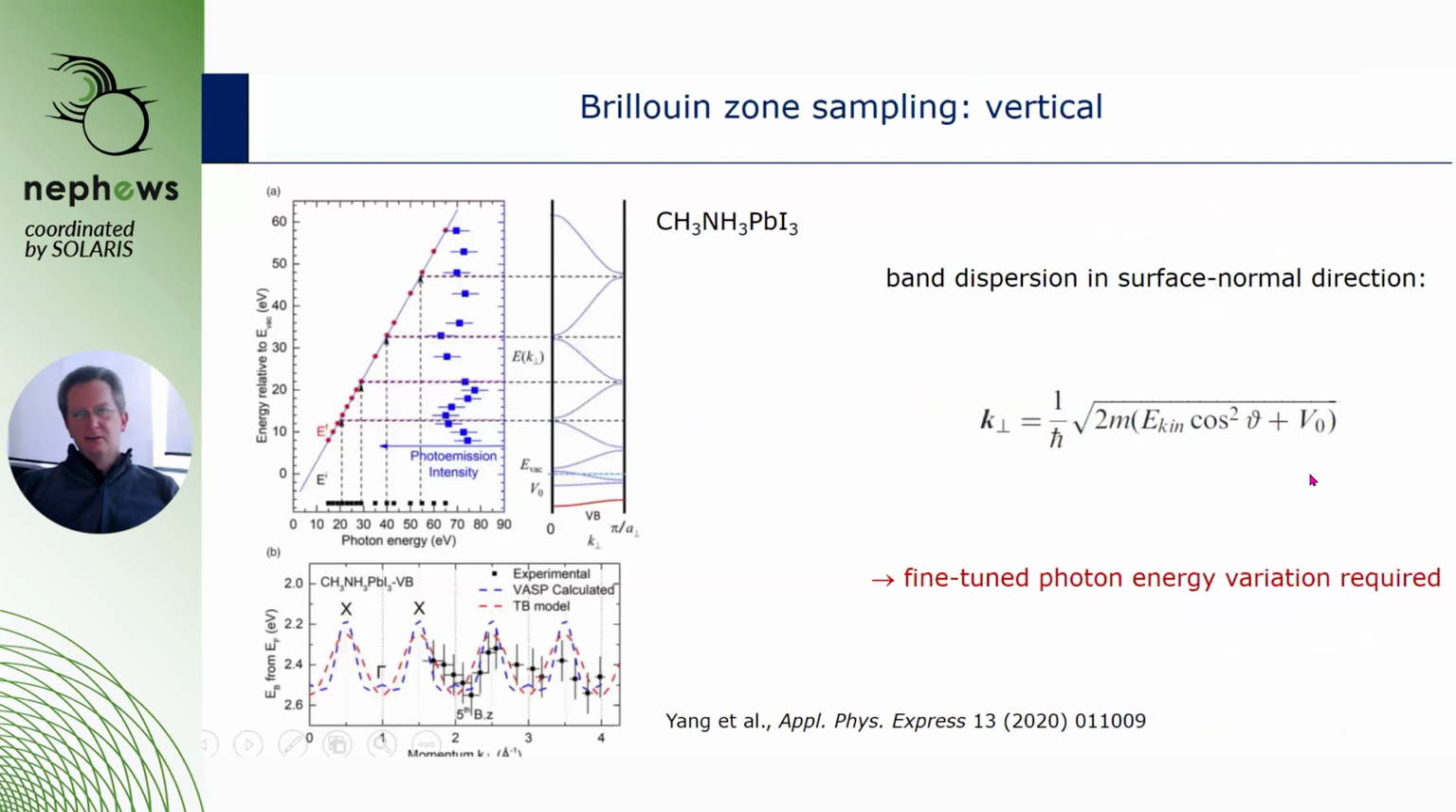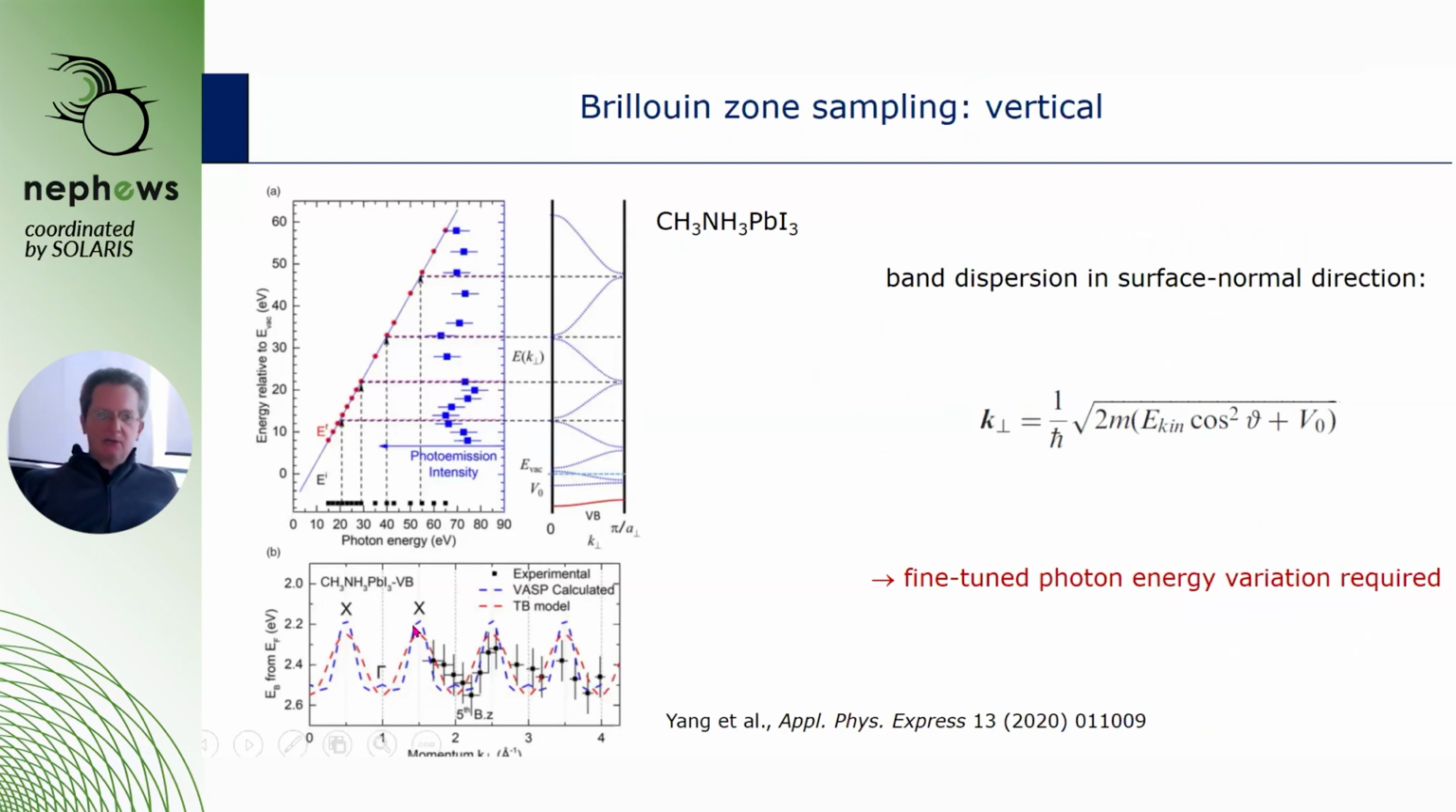Of course, it is nice to get the in-plane band dispersion of your sample, but sometimes you also want to know what is happening in the surface normal direction, so the vertical direction. In the vertical direction, the momentum of the electron is not conserved, but still it is proportional to the square root of the kinetic energy of your sample. So if you just vary the kinetic energy of the electrons emitted from valence band states, you get the dispersion in the surface normal direction.